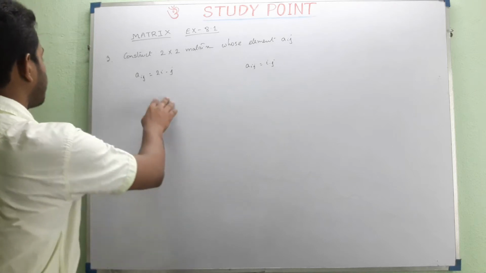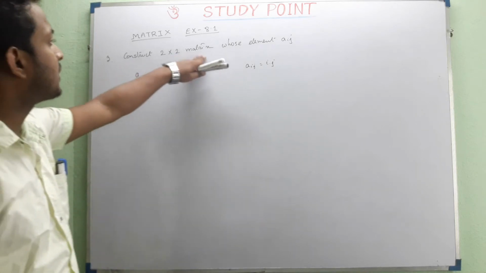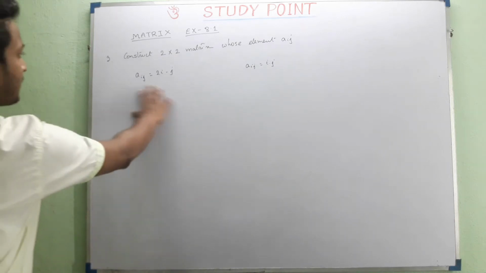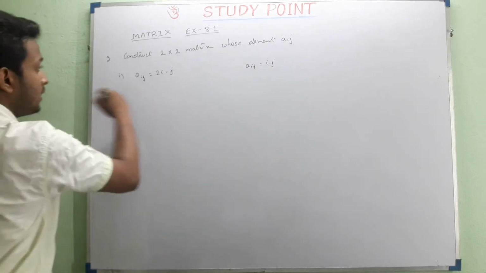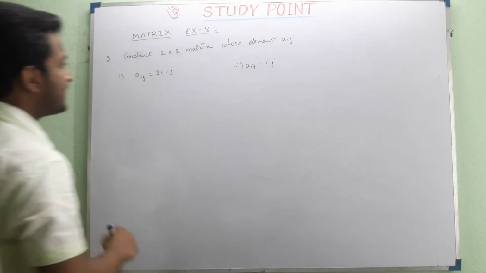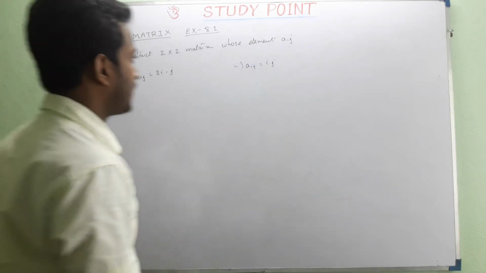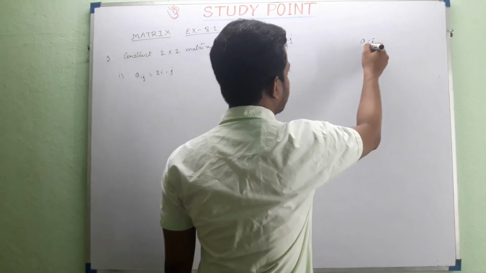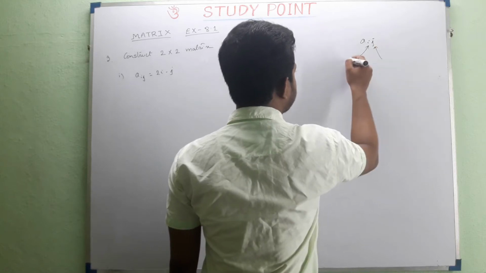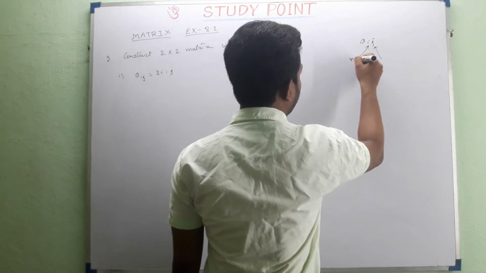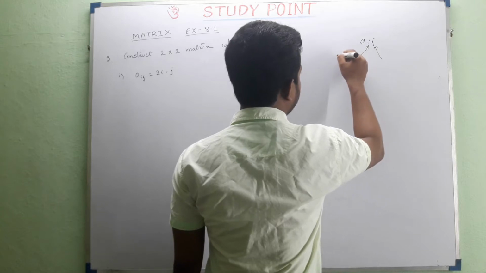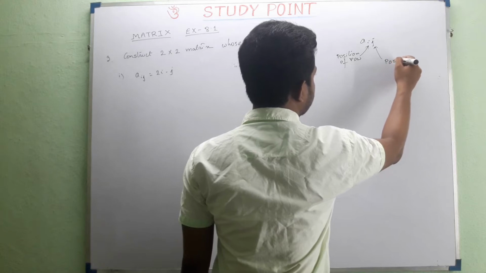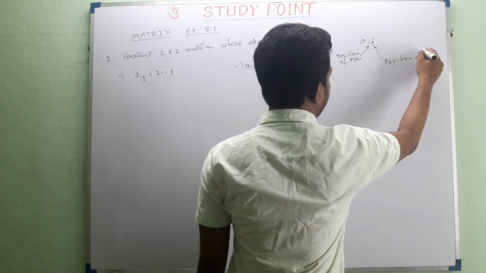Our next question is question number 3. We have to construct a matrix whose order is 2 by 2 and the elements of the matrix are given by this is the first part, this is the second part. As I said in the last class and introduction part that Aij denotes the position of a matrix element, where I is the position of row and J stands for the position of column.